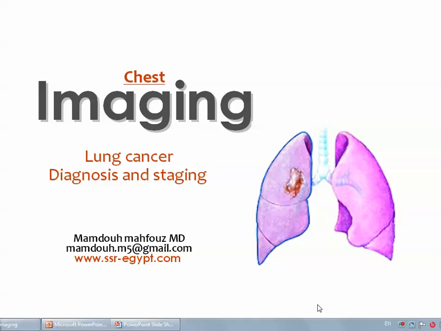Dear colleagues, we are continuing our chest sector imaging, and we have finished the lecture about how to interpret the chest x-rays, and also we finished with the way of how to interpret the CT scans of the chest. Now we are going deep into the subject, and we'll discuss some of the important topics. One of them is the imaging and the staging of lung cancer.